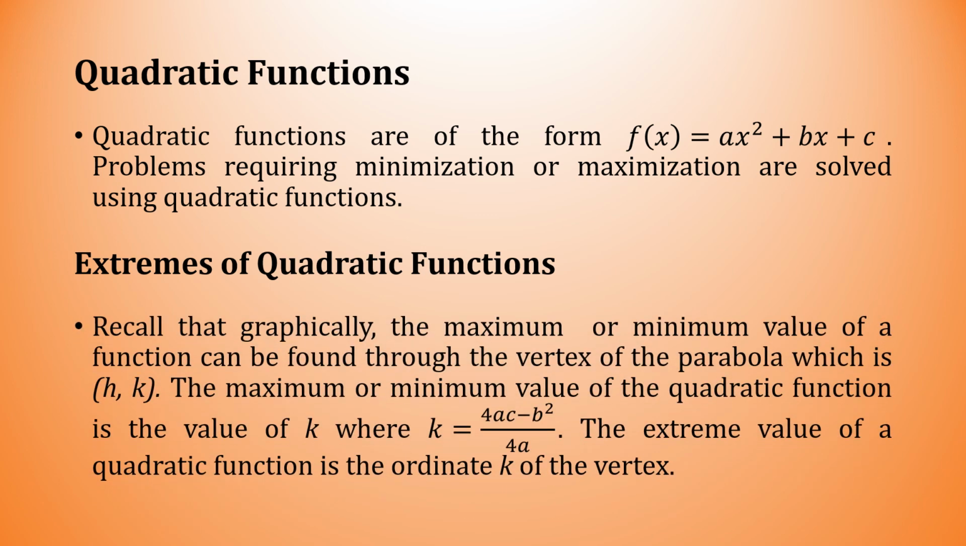Recall that graphically, the maximum or minimum value of a function can be found through the vertex of the parabola, which is (h, k). The maximum or minimum value of the quadratic function is the value of k, where k is equal to (4ac minus b squared) over 4a. The extreme value of a quadratic function is the ordinate k of the vertex.